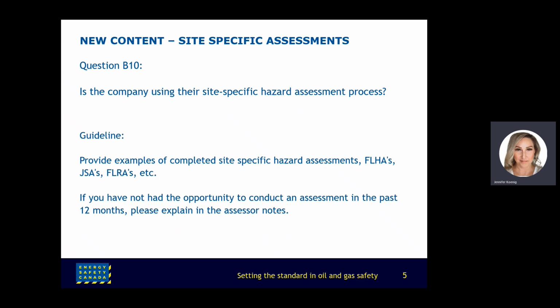Question B10. Is the company using their site-specific hazard assessment process? Examples of completed site-specific hazard assessments could include documentation such as field-level hazard assessments, job safety analysis, job hazard analysis, field-level risk assessments. For employers who have a single shop or office, these assessments would be conducted prior to unique, unusual, or infrequent tasks. For example, prior to traveling to a new destination for work purposes, or if a new piece of office equipment is introduced.